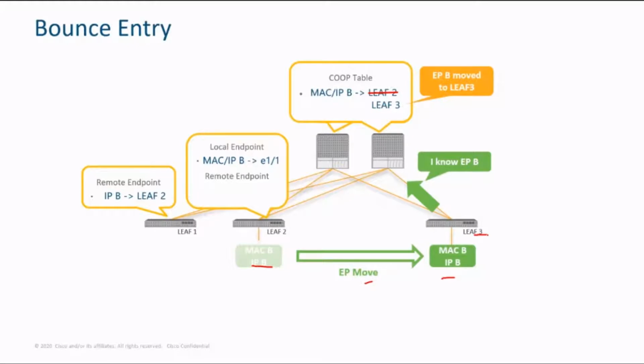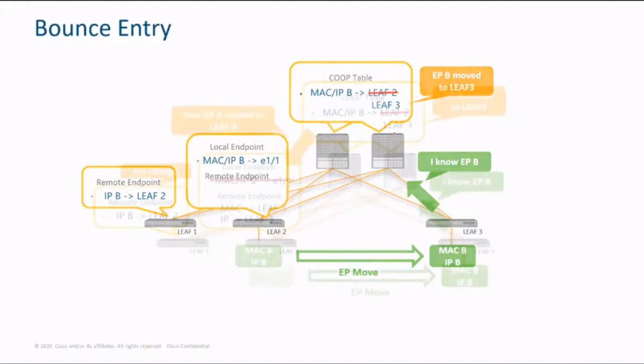The IP address and the MAC address are no longer behind leaf 2. They're behind leaf 3. So what happens is leaf 3 will have a new endpoint learn. So let's say it learns this endpoint's MAC and IP. What it will do is it's actually going to send a COOP message to the spines. So the spines are going to say, oh, this IP and MAC are no longer behind leaf 2. They're now behind leaf 3.